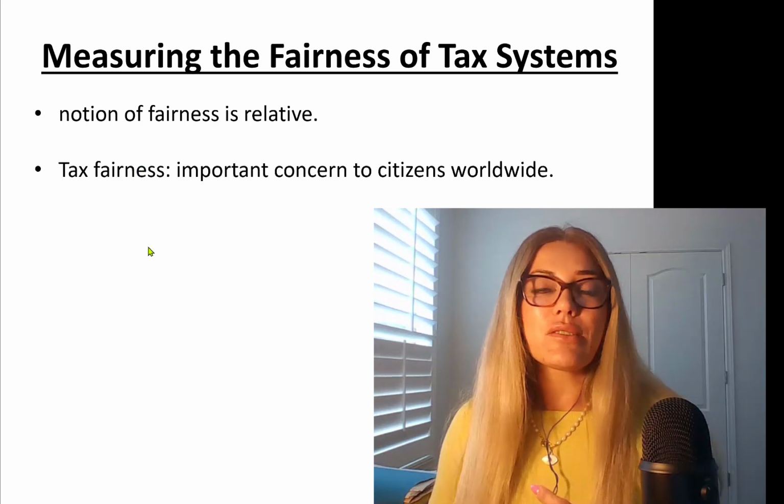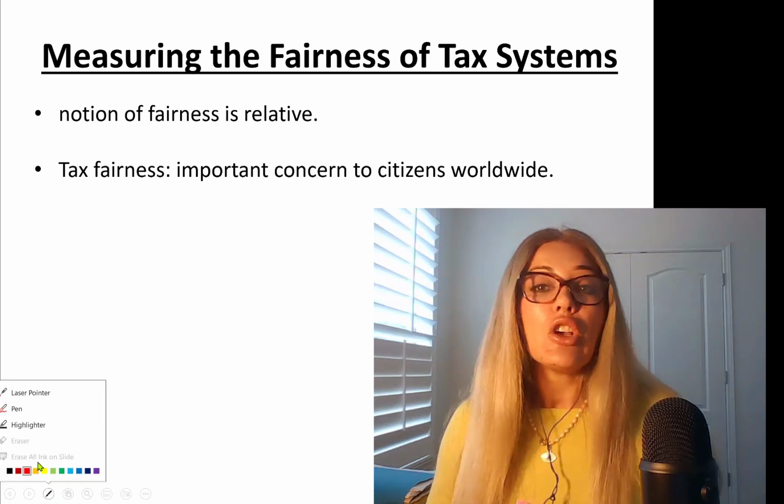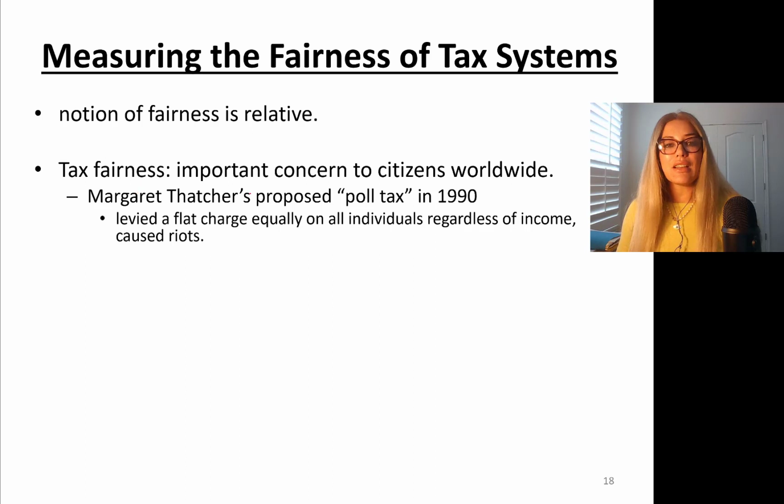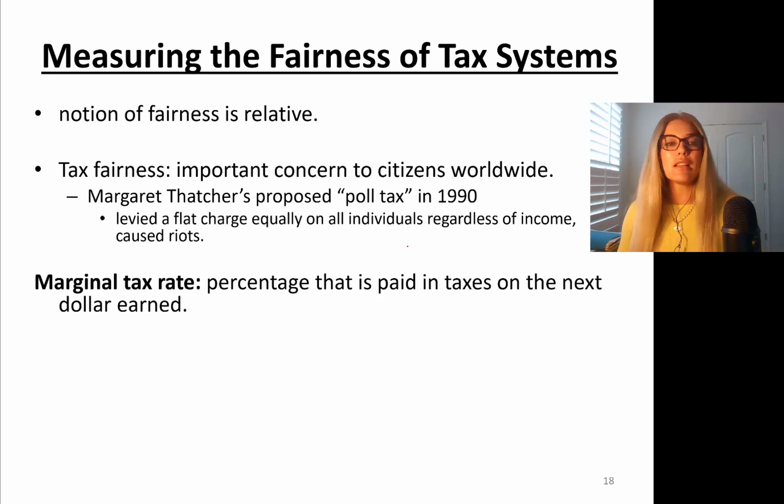Tax fairness is a really important concern to citizens in all countries. Margaret Thatcher proposed the poll tax in 1990 in the United Kingdom, Britain. This tax would levy a flat charge equally on all individuals regardless of income. This caused riots. Imagine if the government said everybody is going to pay $20,000, even if you're a millionaire or even if you made $20,000. So this caused a lot of issues.